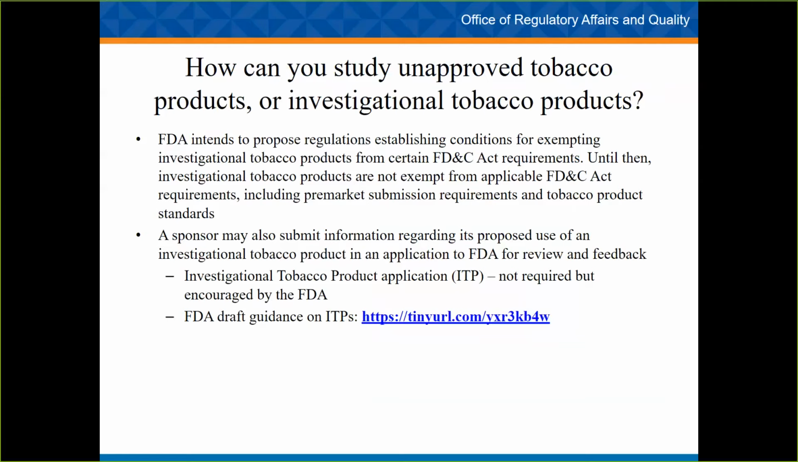So currently, there's no way to study an investigational tobacco product to be exempt of these requirements, but a sponsor may submit information voluntarily regarding a proposed use of an investigational tobacco product in an application to FDA for review and feedback. So this is known as the Investigational Tobacco Product Application, or ITP. These are not required, but they're strongly encouraged by the FDA. And the FDA has a draft guidance on how to put together an ITP. So this was recently revised at the end of February, so the information in this talk is nice and fresh.